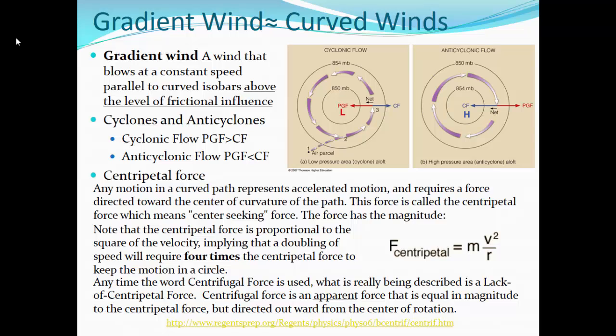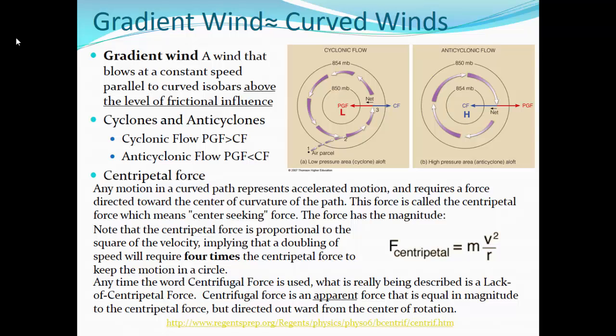Any motion in a curved path represents accelerated motion, meaning if an object is moving along in a straight path at a constant speed, if it turns to the right or left or up or down, any motion in a curve is considered acceleration. That curved motion, or that acceleration, requires a force directed toward the center of the curvature to cause that curve to happen. This force is called a centripetal force, which means a center-seeking force. That force has a magnitude of m times v squared, velocity, divided by the radius of the curve.